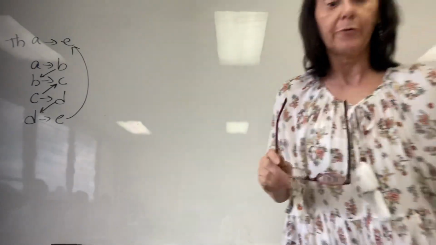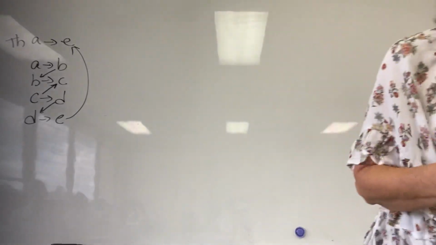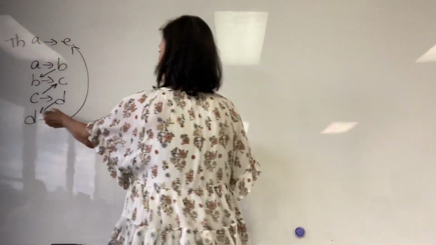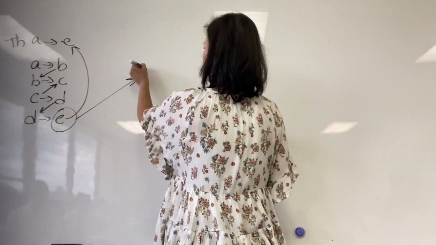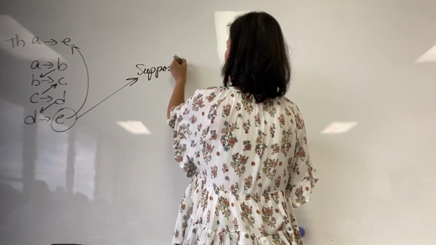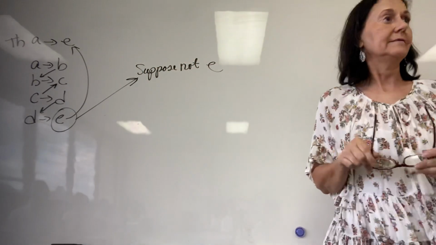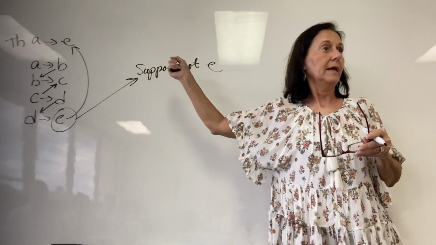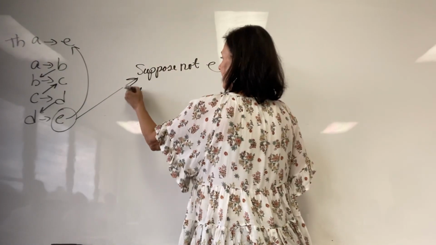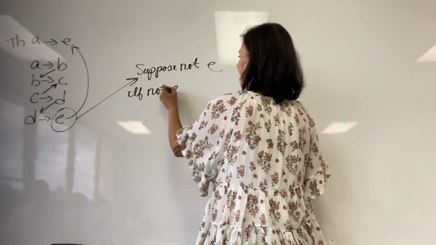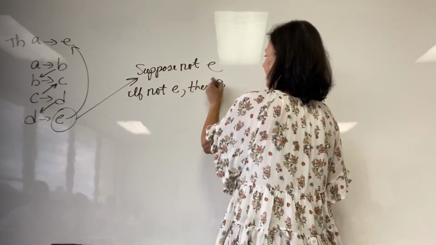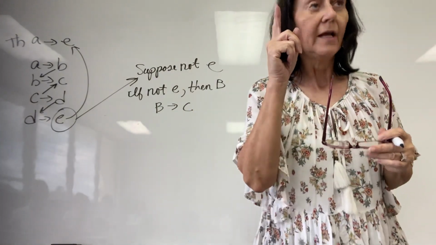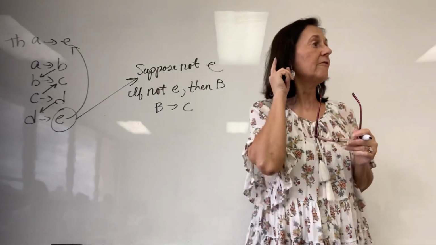An indirect proof begins with not an if-then. It begins with this final conclusion, suppose not E. Suppose that E is not true. Then it says, if not E, then B. And then it goes B to C, until you get to a statement that is false.